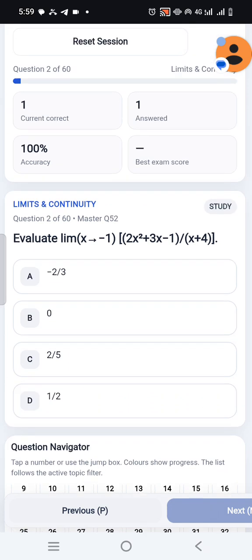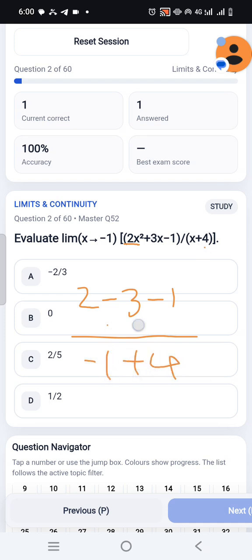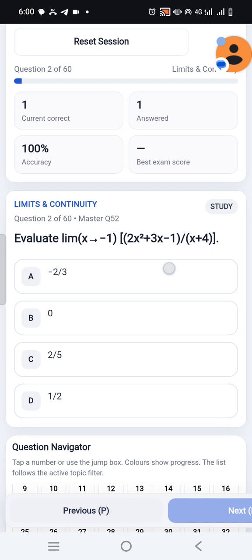So the next question, this is also simple. Just substitute minus 1. Since you've tested the denominator, it's not giving you 0. So you can proceed by substituting x to be minus 1 throughout the equation. For the numerator, that will be 2x squared. x squared is minus 1 squared, that is 1. 2 times 1, that is 2. 3 times minus 1 will give me minus 3. Then this minus 1, that is my numerator. Then my denominator, that is minus 1 plus 4. So 2 minus 3 is going to give me minus 1. Minus 1 will give me minus 2. So that minus 1 plus 4, that will give me 3. So my answer is minus 2 over 3, which happens to be A.